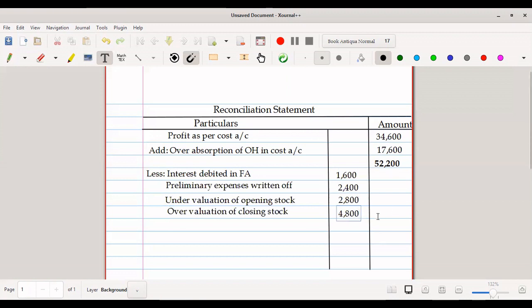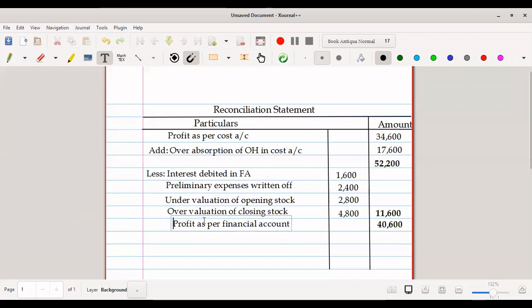When we total it, it comes to 11,600. So from this 52,200, we have to deduct this 11,600. So let's deduct and see what will be the total here. When we deduct, it comes to 40,600. Now what is this? This is profit as per financial account.